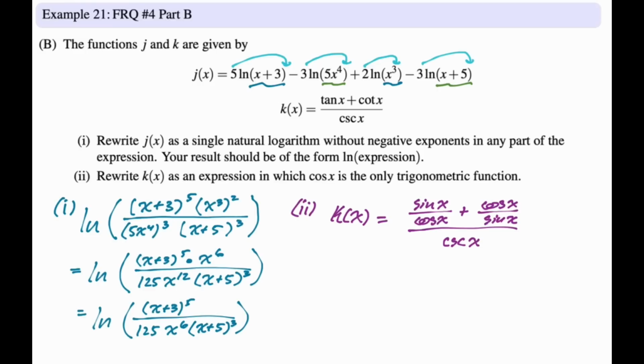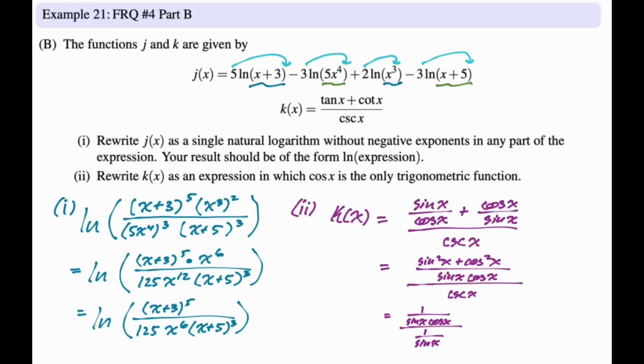So I'm going to get a common denominator in the numerator. I'm going to multiply the first fraction by sine over sine and the second by cosine over cosine. It gives us sine squared plus cosine squared over sine times cosine, all over cosecant. Sine squared plus cosine squared is 1. And then at this point, I'm going to change cosecant to 1 over sine. So we have 1 over sine times cosine, all over 1 over sine.